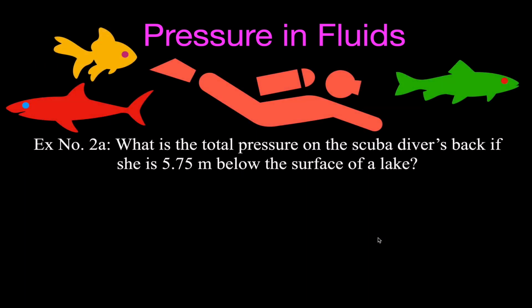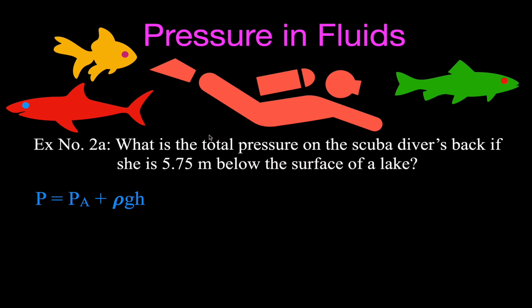Now, let's do a relatively simple example problem here. This is example number 2. There are going to be 2 parts. So this is A. We want to know what is the total pressure on this scuba diver's back if she is 5.75 meters below the surface of a lake. So it's a lake, so it's fresh water, not salt water, which has a little bit different density. But we're going to find the pressure.